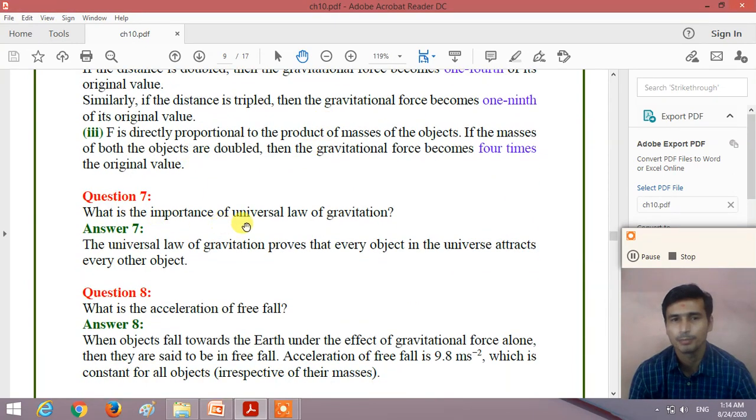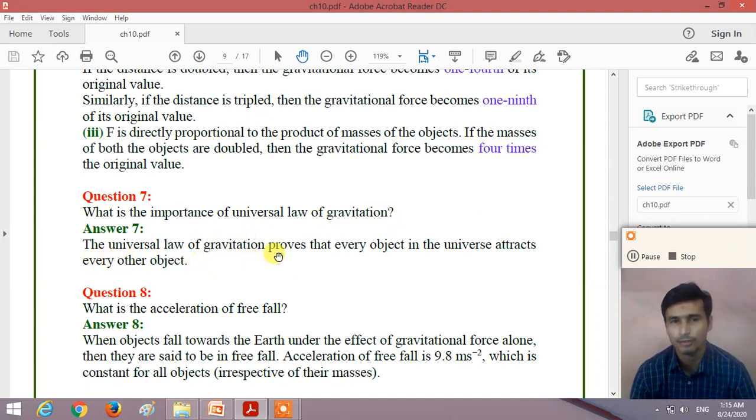What is the importance of the universal law of gravitation? As in the previous video on Newton's universal law of gravitation, we already discussed the importance of the law. So dear student, if you have not seen the video on the universal law of gravitation, see it first. In that you will find the importance of the universal law of gravitation.